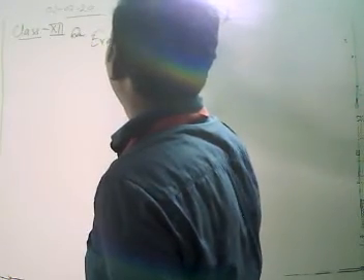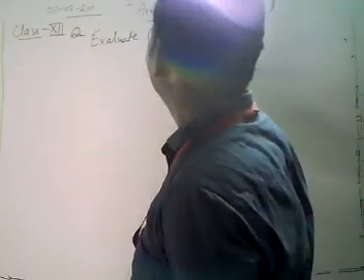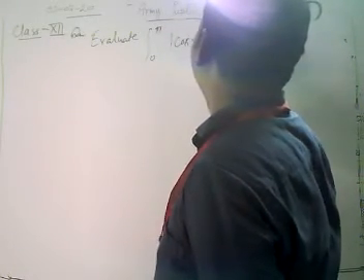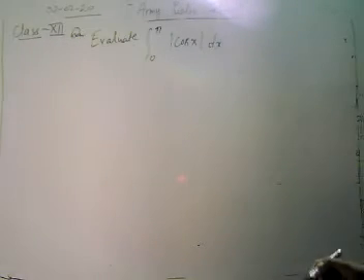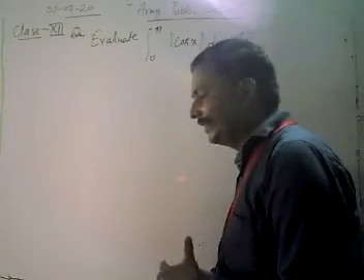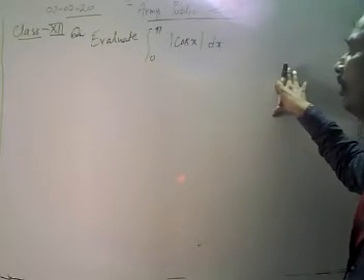Evaluate the integration over 0 to pi of mod cos x dx. Now what do we take? We take the limit 0 to pi of mod of cos x dx. We have to evaluate the integral from 0 to pi of mod of cos x dx.